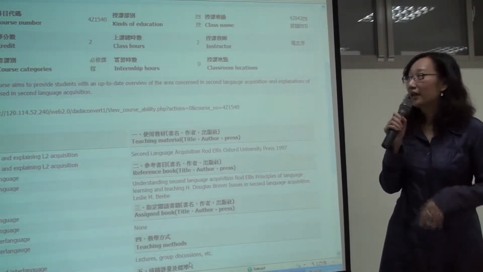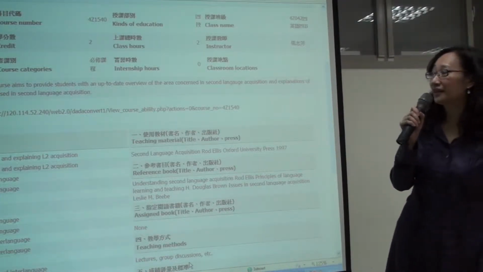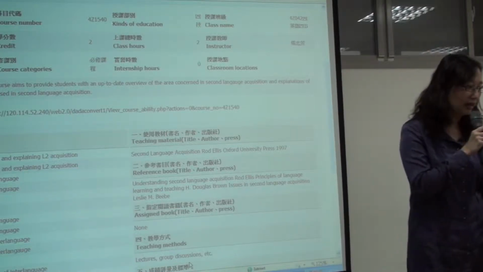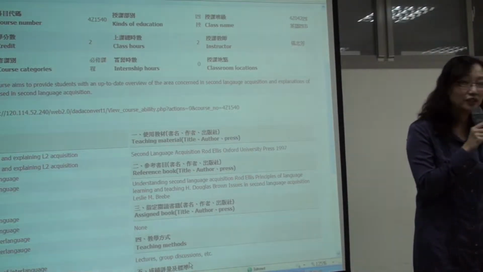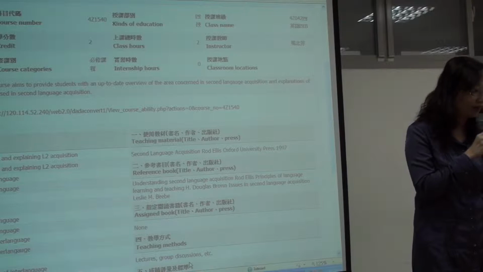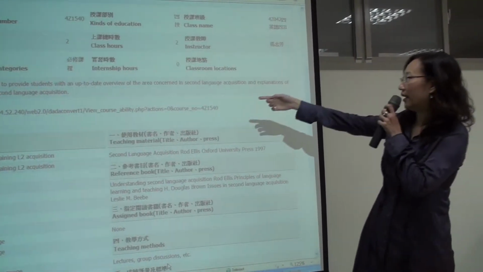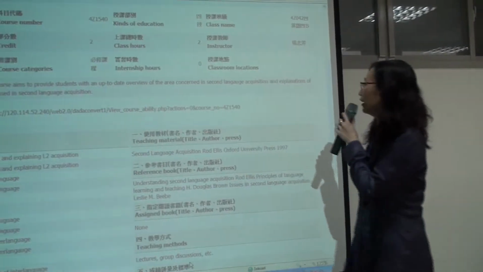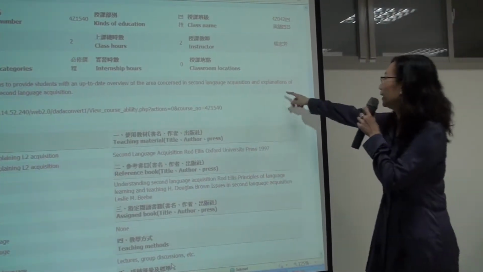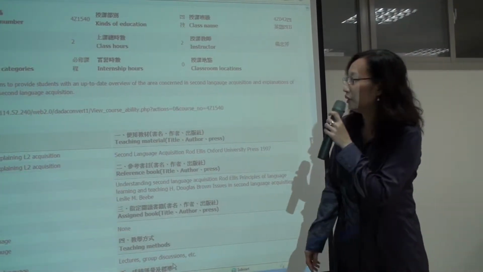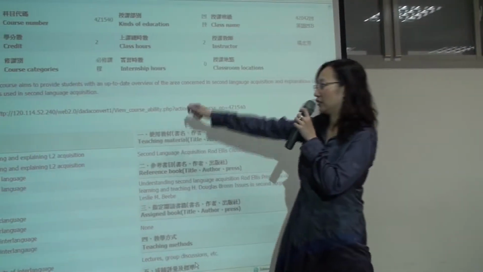Okay, the course title of this is called Second Language Acquisition. The aim of this course is to provide students with an up-to-date overview of the area concerned in second language acquisition and explanations of the terms used in second language acquisition.